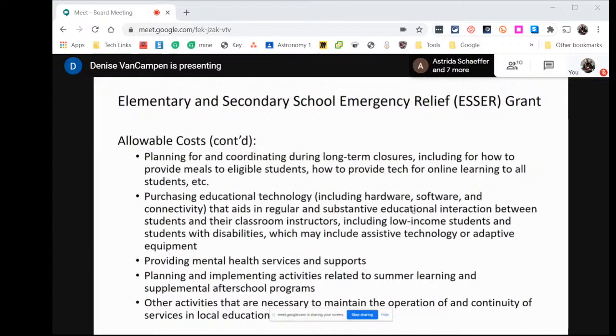Preparing and coordinating long-term closures, educational technology, mental health services, anything related to summer learning and supplemental programs, and basically anything needed to operate and continue school during this crisis. These funds, again, are extremely flexible.